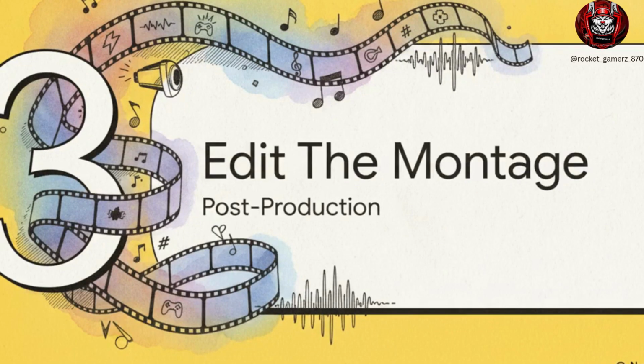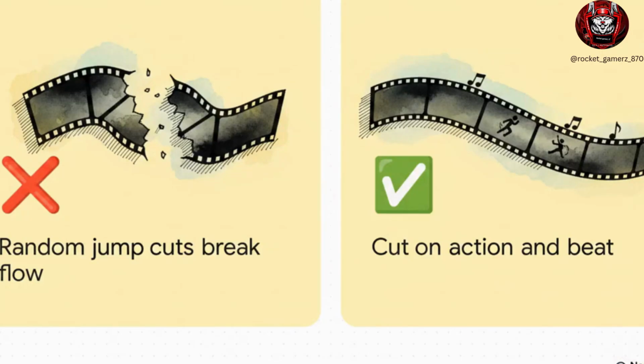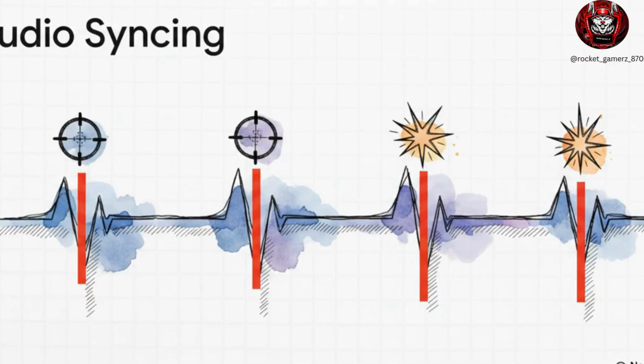All right, step 3, editing the perfect montage. The data shows that this right here is what separates high-level content from the rest. The key takeaway: abandon random jump cuts. They totally break the flow and jolt your viewer. Instead, professionals exclusively cut on the musical beat or during a character's action to maintain a seamless, really satisfying momentum. So, let's break down how to actually do that.